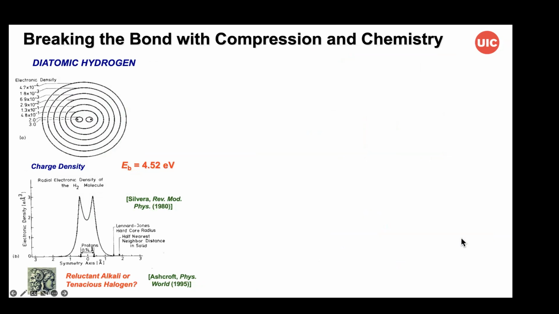The problem, of course, in compressing hydrogen to very high pressure and looking for dissociation is the strength of the covalent bond. It's a very tightly bound molecule with this very spherical charge distribution, as you can see here, giving rise to this idea that it's really a very tenacious halogen if you view it as a halogen system, or it's a reluctant alkali that does not want to become a true alkali until we reach very high pressure. The point that Neil Ashcroft made in a very nice paper he wrote in the mid-1990s.